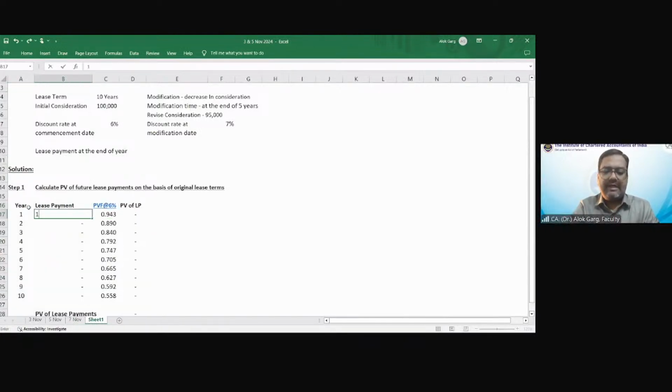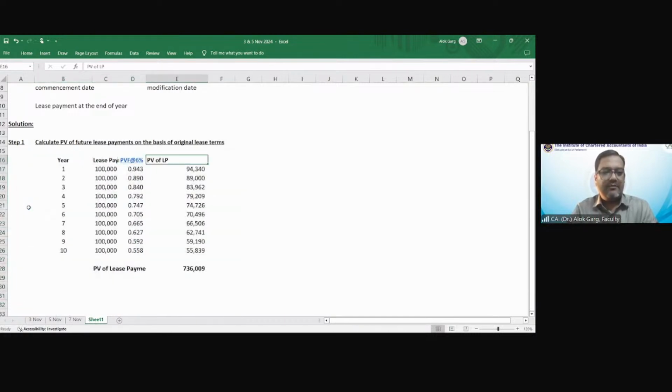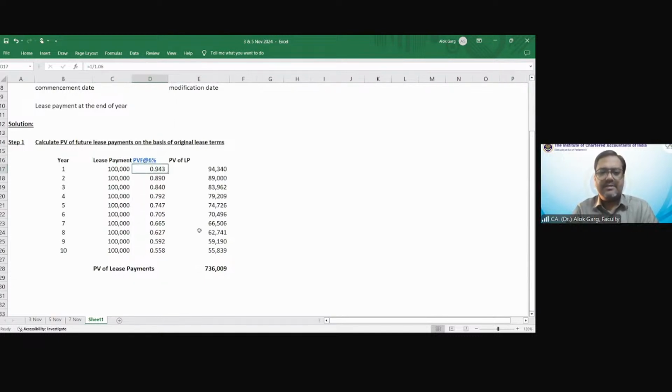What is my lease payment? 1 lakh rupees. What is my discount rate? Even in this question, the discount rate is 6%, the same discount rate as in the previous question 34. So I copied that. 1 divided by 1.06, multiplied by this. So 736,009. Okay, so this is my present value of lease payments.